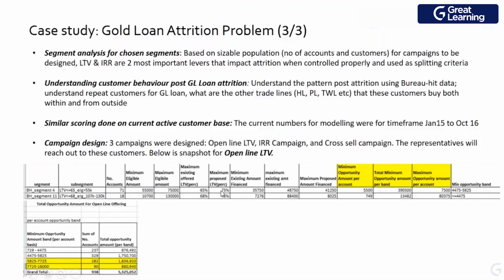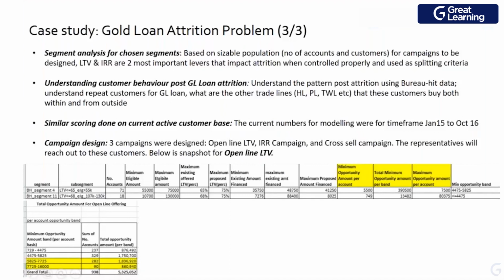This is the minimum opportunity if you target this particular segment and provide them an increase from 65% to 75%, which is an open line LTV campaign. The minimum opportunity per account in that segment will be 5,500. If you multiply this 5,500 with the total number of accounts in that segment, which is 71, you get the total minimum opportunity amount per band. I've just shown two segments; there were about 12 or 13 segments.